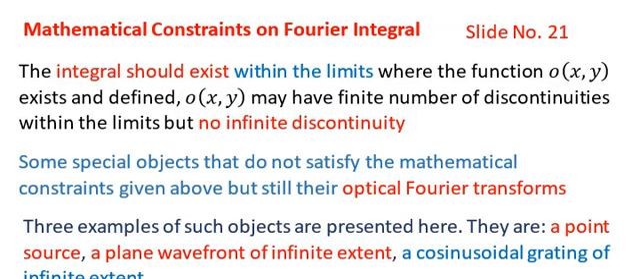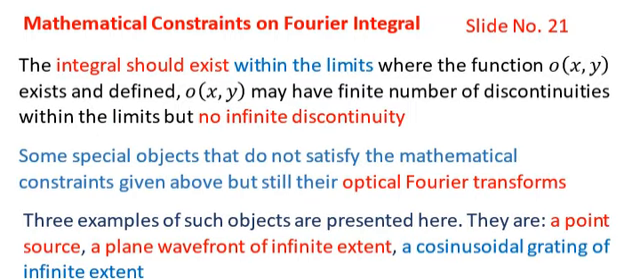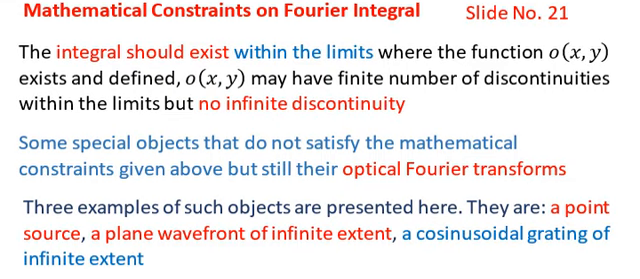Last time we defined the integral, the Fourier integral. Now we are examining the conditions that the integral must satisfy. The integral we defined earlier has two integrand limits, one going from minus infinity to plus infinity on both integrals for a two-dimensional case. Now we impose two mathematical conditions for the existence of such integrals.